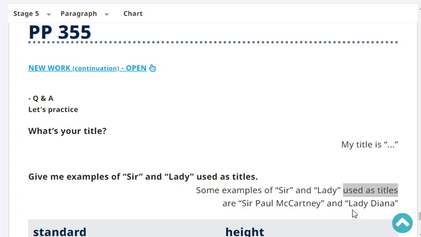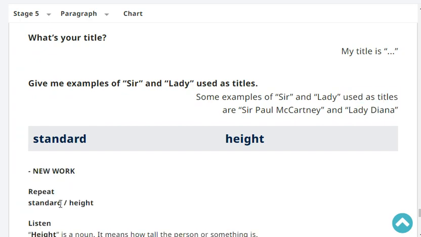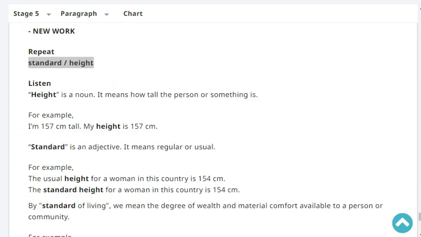Very good. Okay, so that's the end of our revision. Let's have the break. Okay, very good. Okay, so let's start. Repeat. Standard. Height. Very good. Okay, listen.